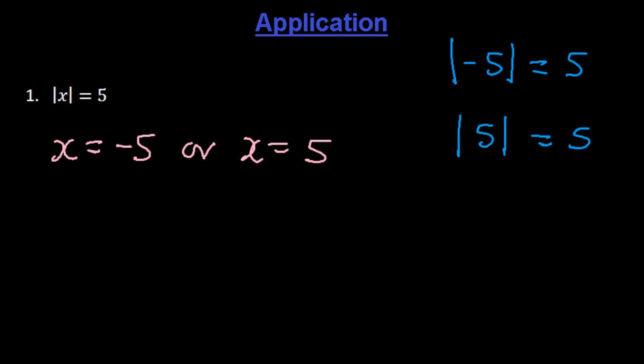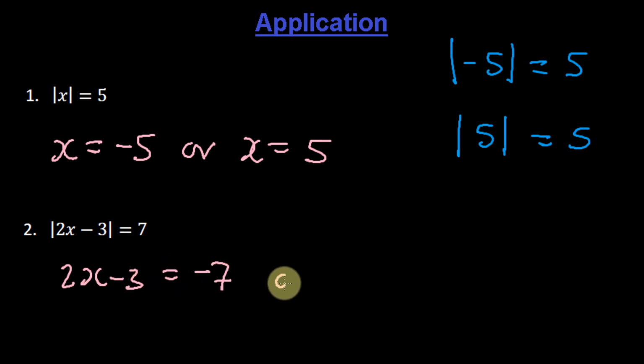Let's take a second example. Let's say we need to solve the equation, the mod of 2x minus 3 equals 7. Since we know that both the mod of negative 7 and the mod of 7 will give us 7, we can see that what's inside the absolute values, in other words 2x minus 3, can equal negative 7, or 2x minus 3 can equal 7. And now we simply solve these two equations.